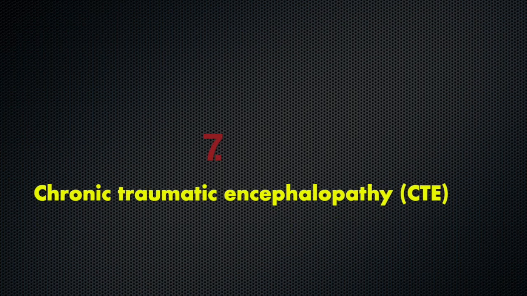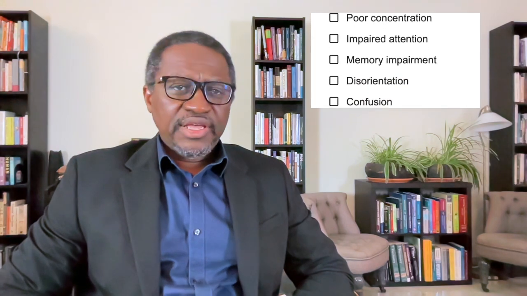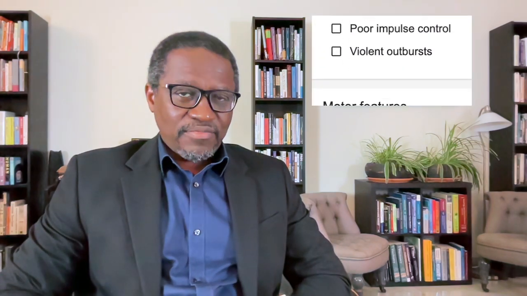Number 7, chronic traumatic encephalopathy. This is a progressive neurodegenerative disease that may result from a single or more often from repetitive closed head injuries. And it is no surprise that contact sports are the settings for this disorder, which manifests with impaired concentration and attention, disorientation, and confusion, along with a host of psychiatric problems from apathy to depression. No wonder it is a difficult one for neurologists to sort out.